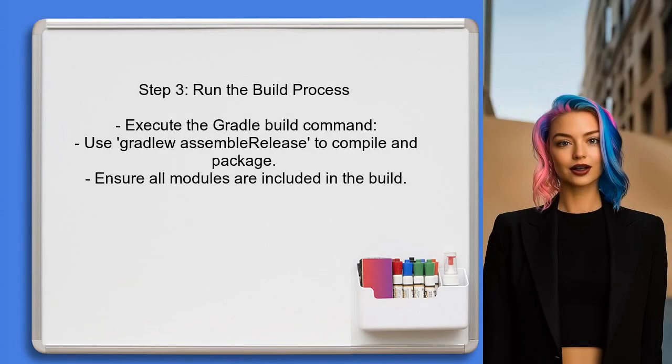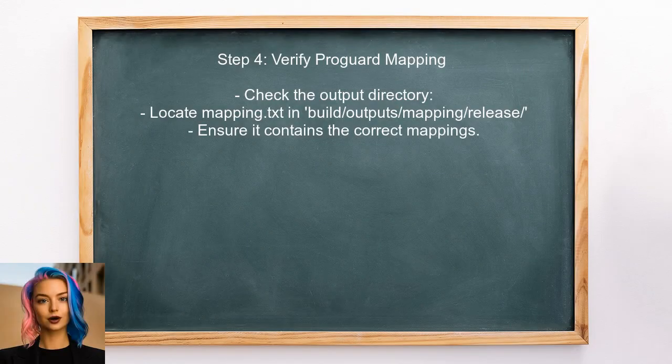After setting up Proguard, the user should run the build process. This will compile the modules, apply obfuscation, and package them into separate AAR files. Finally, the user should verify that the Proguard mapping file is generated correctly. This file is essential for debugging and ensuring that the obfuscation process worked as intended.